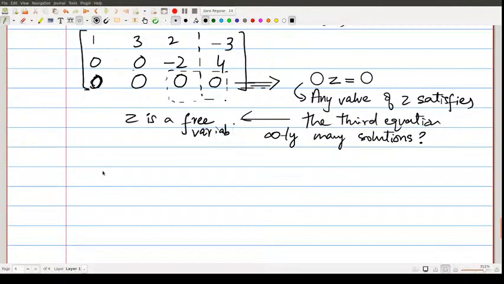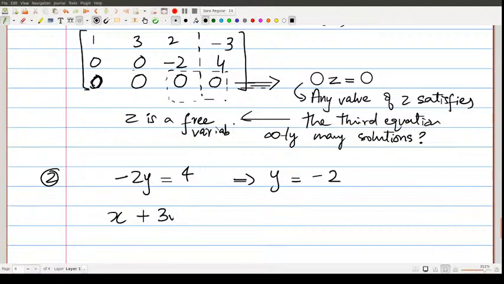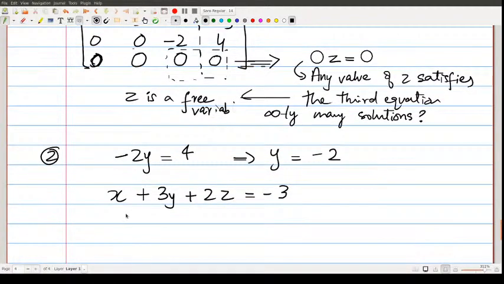So what do I get? Let's focus on the first and the second equation. The second equation is telling me minus 2 times y is equal to 4. So this is equation 2, and I get y equals minus 2 from here. And the first equation tells me that x plus 3y plus 2z is equal to minus 3. I can solve this by saying, I have the value of y, so x plus 3 times minus 2. But what about z?